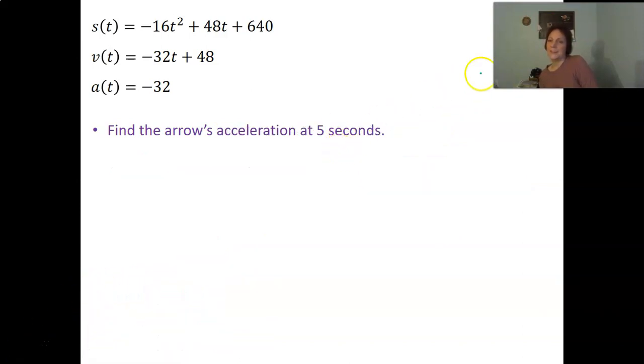Okay, I love this question. Find the arrow's acceleration at 5 seconds. They can say find the arrow's acceleration at any time that it's actually in flight. We know the answer. A of 5, A of whatever, is negative 32, and we put units on it, feet per second squared.